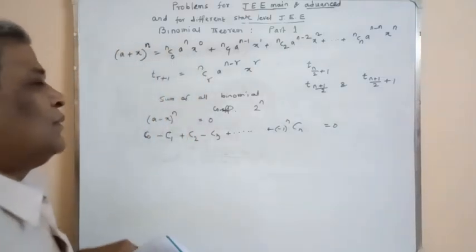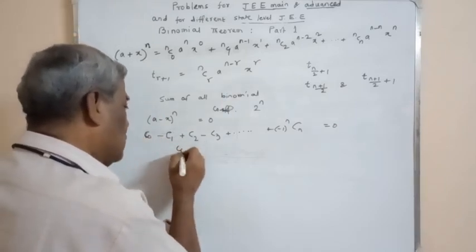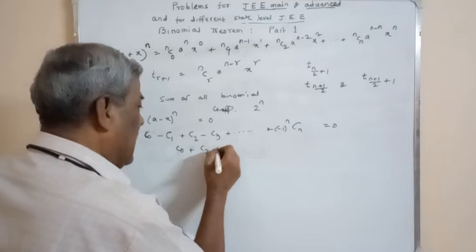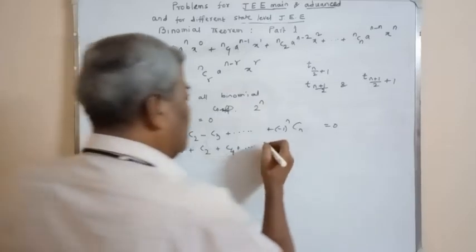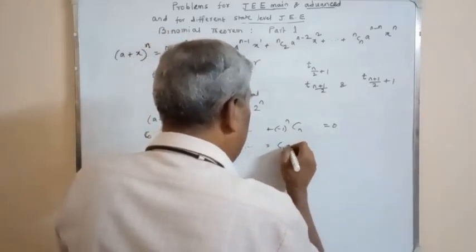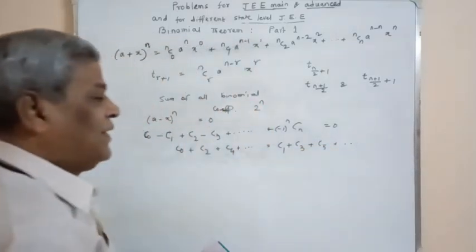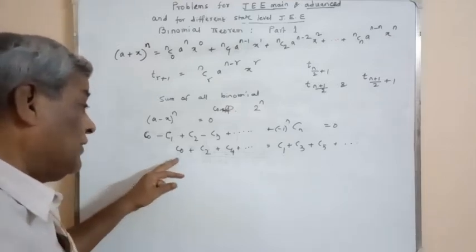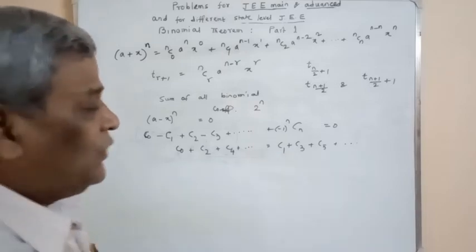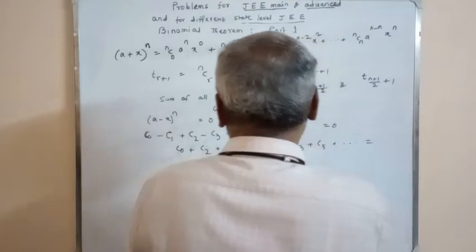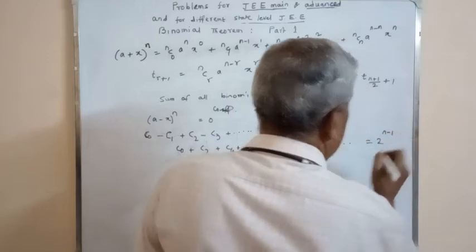So from there, we can calculate that C0 plus C2 plus C4, that is the sum of all even position terms, is equal to C1 plus C3 plus C5. The sum of all even binomial coefficients is equal to the sum of all odd binomial coefficients, and it is actually equal to this divided by 2, that is 2^(n-1).